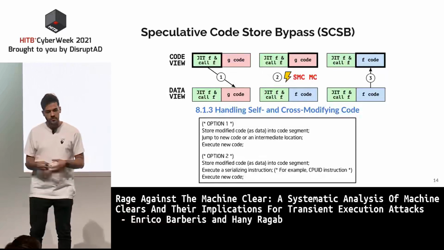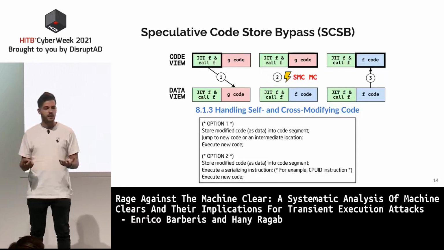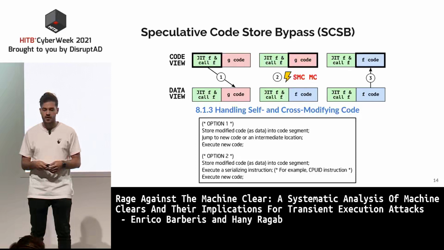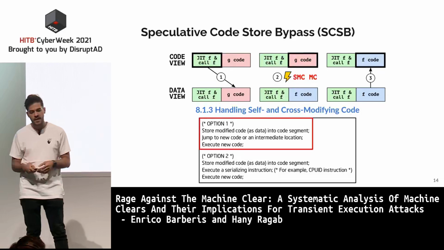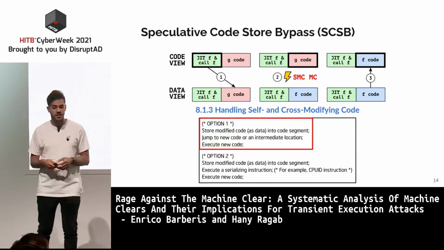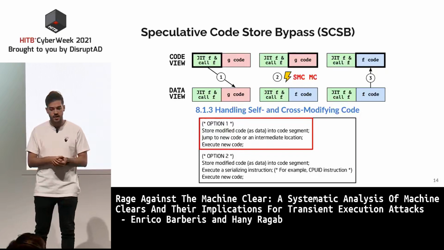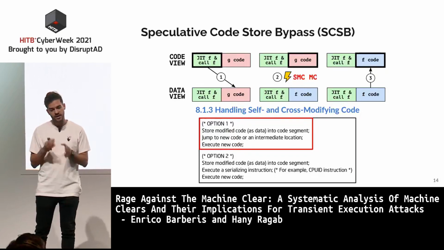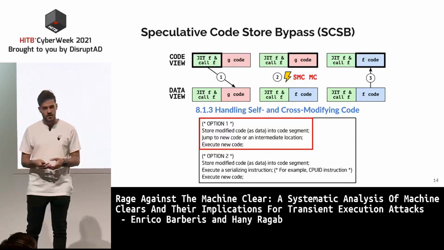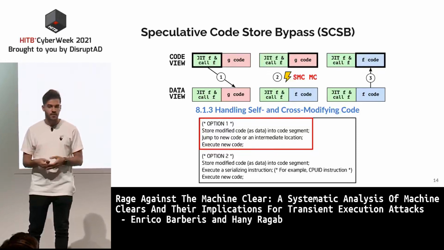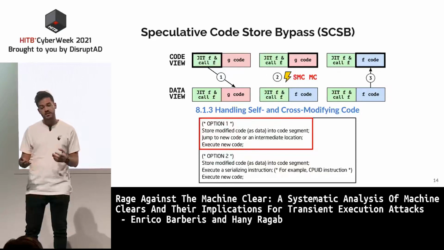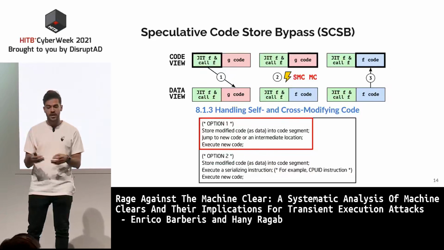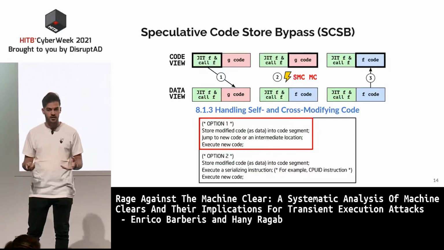During our reverse engineering of this behavior, we looked at the developer manuals of Intel to see how they suggest to handle self-modifying code and cross-modifying code on their processors. And we see that there are basically two options to handle this. Interestingly, option one that Intel is suggesting to users in order to handle self-modifying code and cross-modifying code is describing the exact steps of our attack primitive, which means that any program or any software relying on and adopting option one to handle self-modifying code is speculatively performing a speculative code store bypass attack without knowing this.